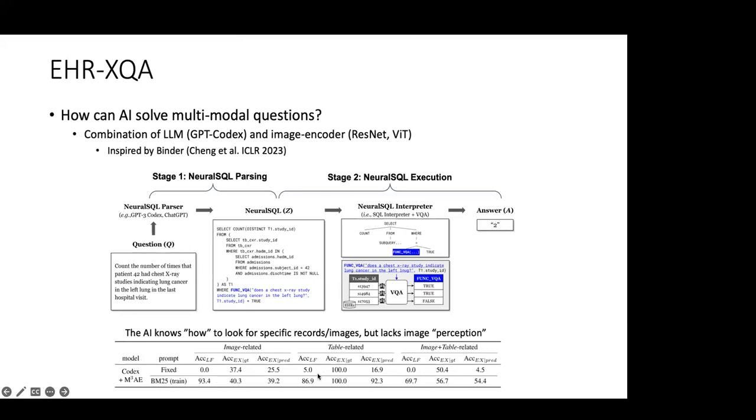And table related, if you can make an SQL, then you can run it, so the execution accuracy is always 100. And for the image and the multimodal question, the LF accuracy, the neural SQL accuracy, is way below the 93 or 86. It's 69. So it's not really understanding the multimodal nature of the question.